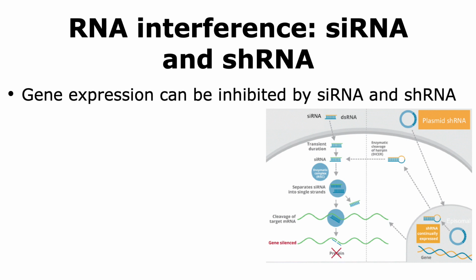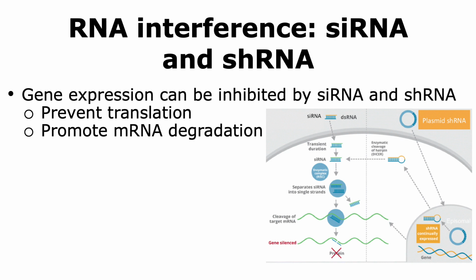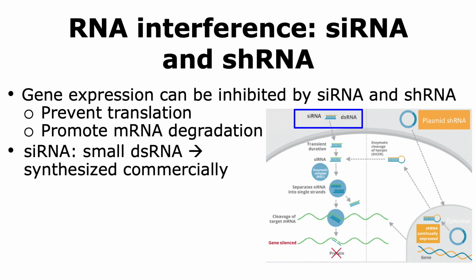RNA interference is a very popularly used technique in order to knock down gene expression. Now, gene expression can be inhibited by using small interfering RNA or siRNA, or short hairpin RNA, which is also called shRNA. By using siRNA and shRNA, we can inhibit gene expression by preventing translation of the messenger RNA that is formed or promoting the degradation of the messenger RNA. Now, siRNAs are small double-stranded RNAs, and they can be synthesized commercially and introduced into cells in order to knock down the gene of interest.